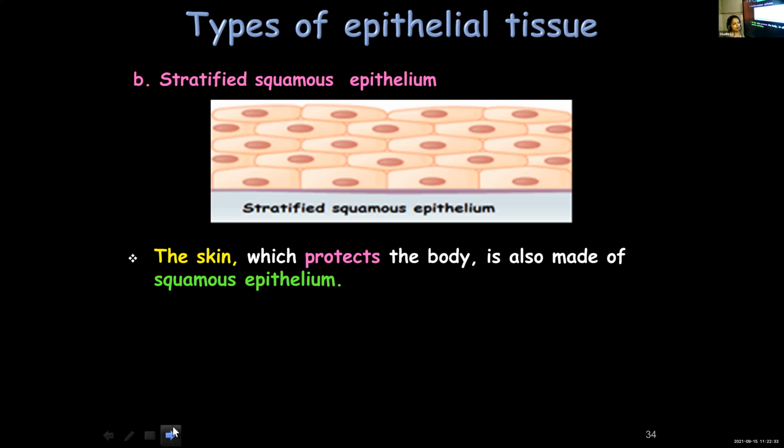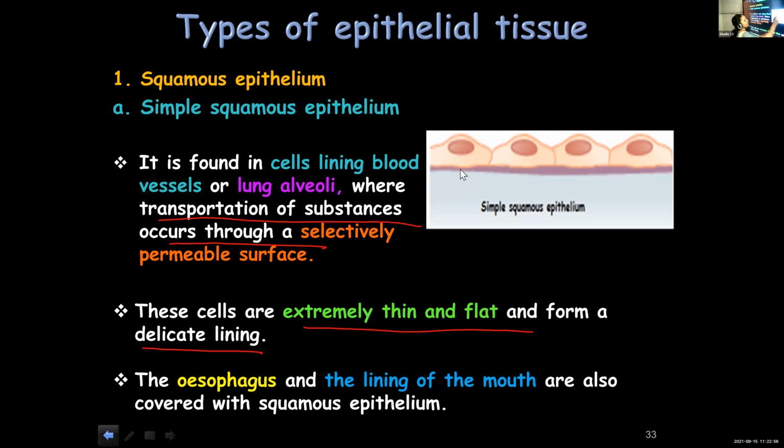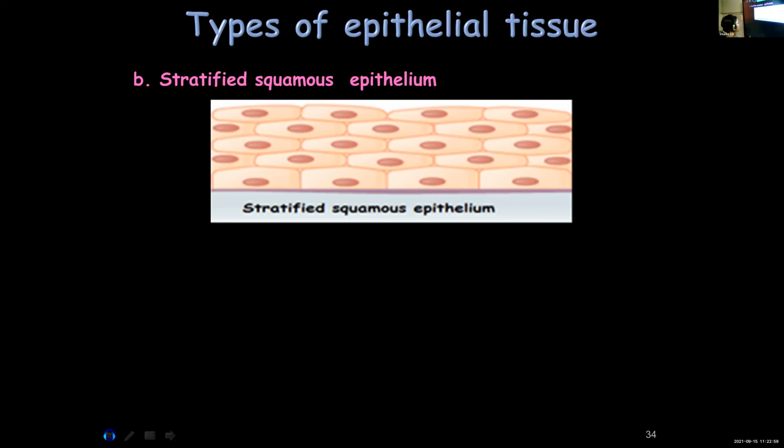Strata. In geography, I've learned strata, stratified rock. Such a rock is there? Stratosphere is there, but here it is stratified. Strata means layer. Stratified squamous epithelium means, see in the previous figure, there was only one layer. See, only one layer, very thin and flat, a single layer of epithelial cells.